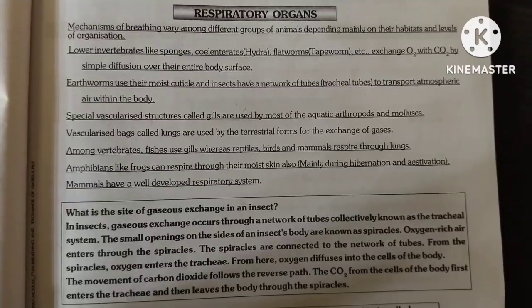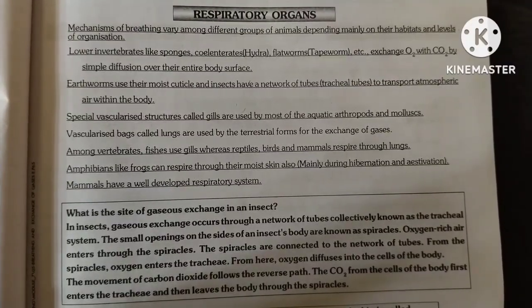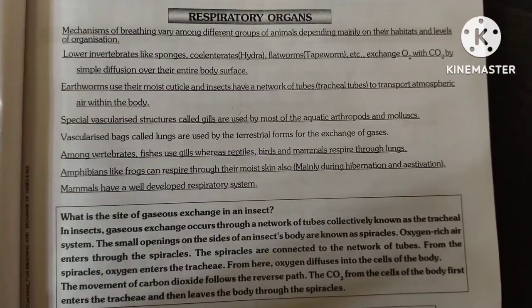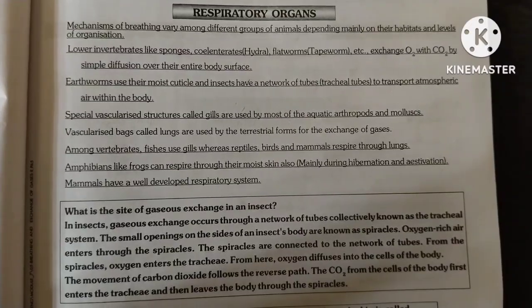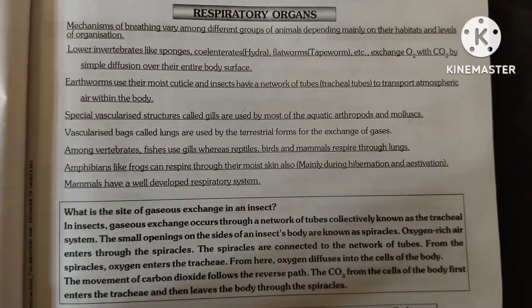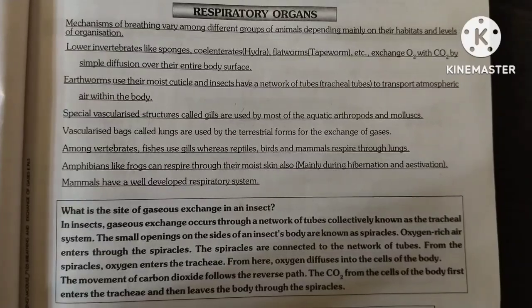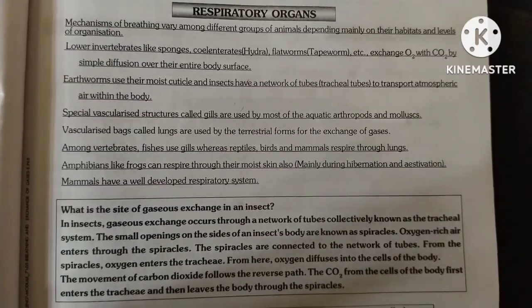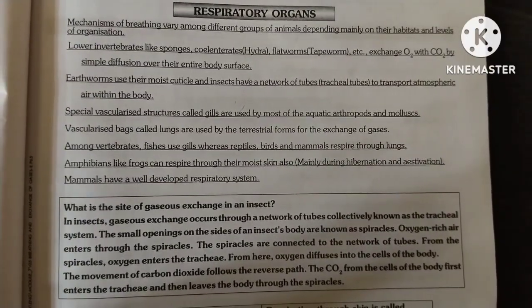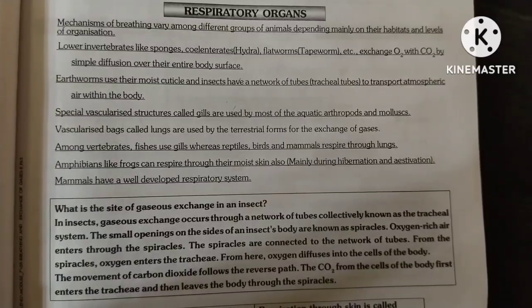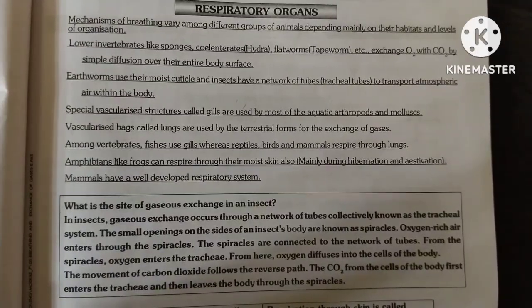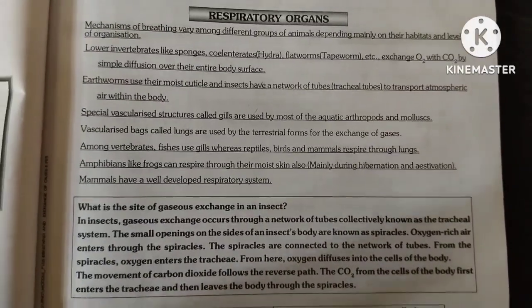From the spiracles, oxygen enters the trachea. From here, oxygen diffuses into the cells of the body. The movement of carbon dioxide follows the reverse path. The CO2 from the cells of the body first enters the trachea and then leaves the body through the spiracles.